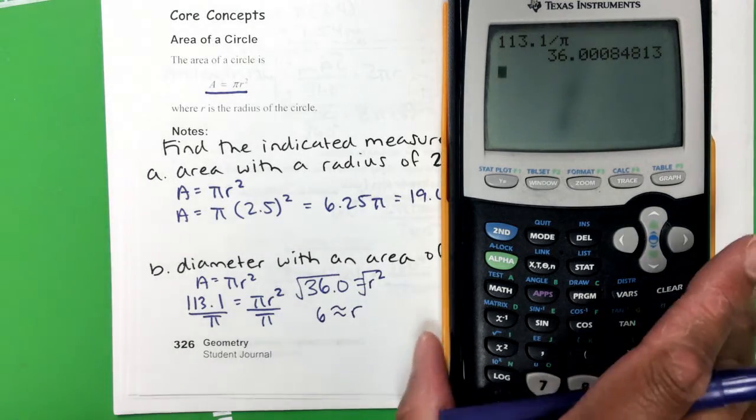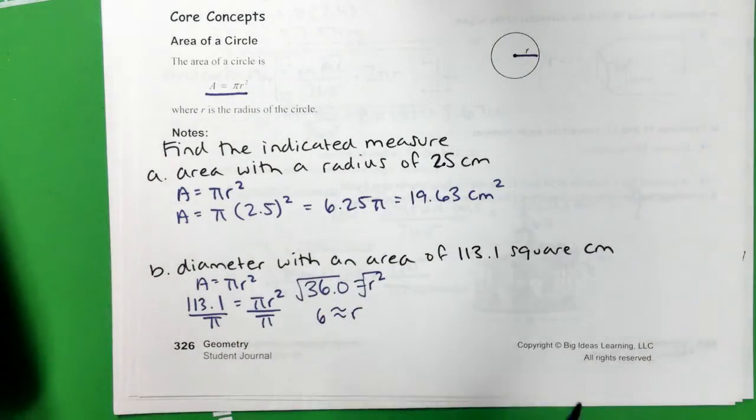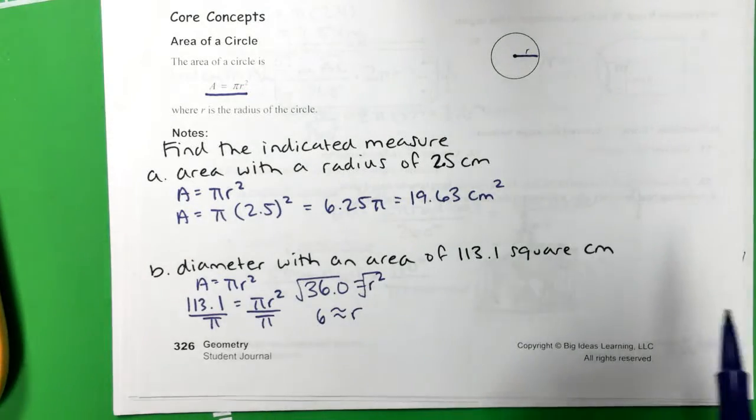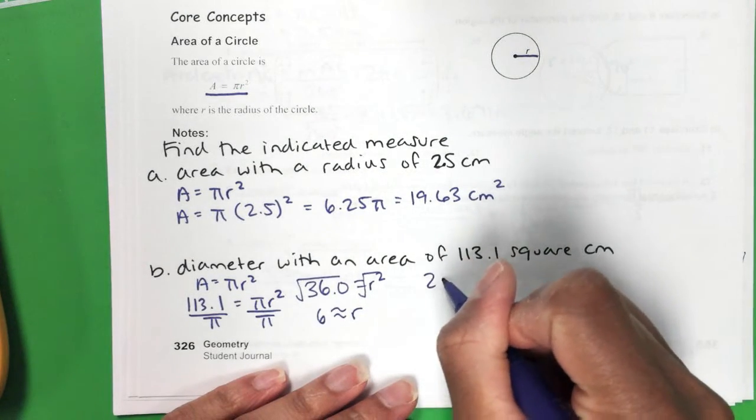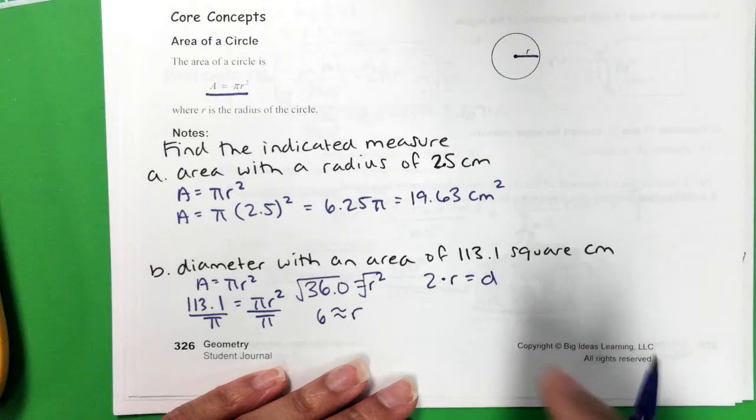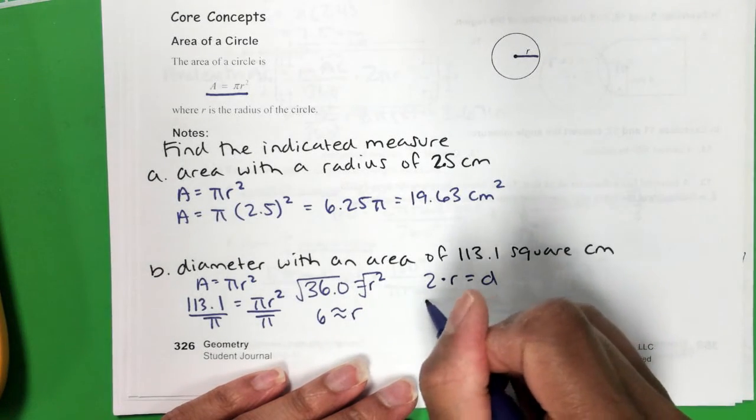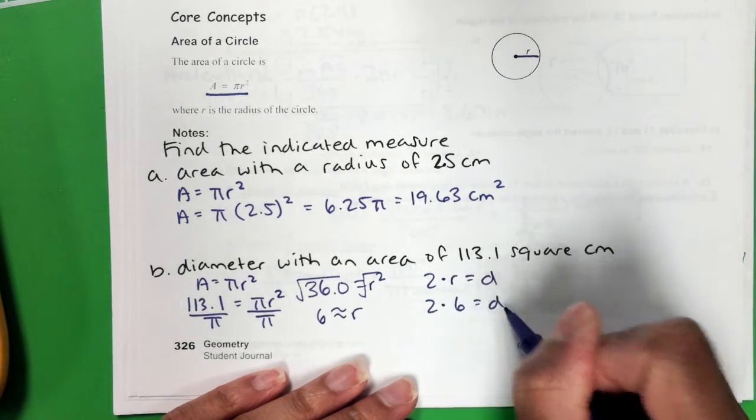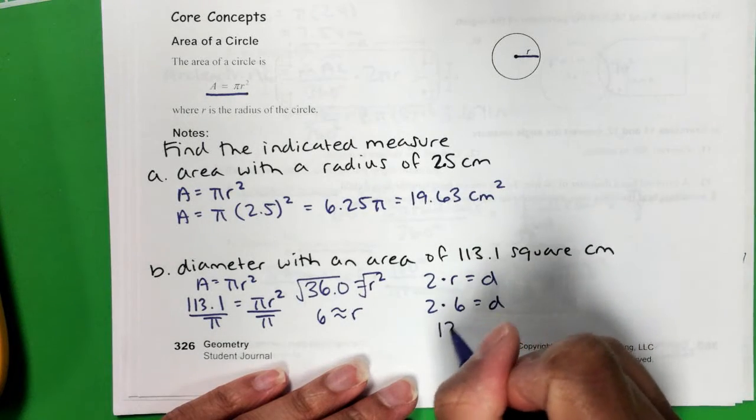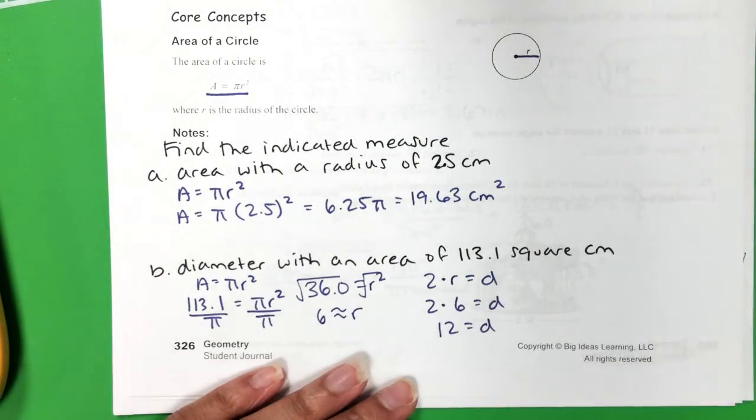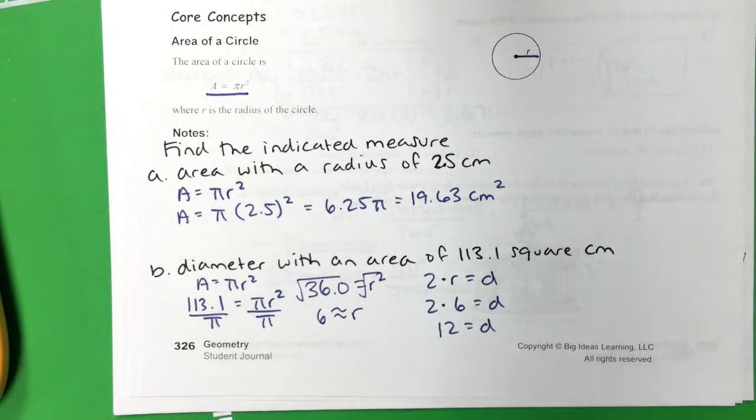Now remember, if we double our radius, then we get our diameter. So remember, 2 times r gives us d, and d stands for diameter. So now the radius is 6, so that means the diameter is 12. And so that's how you'd use area in order to find diameter. So let's move on to our next.